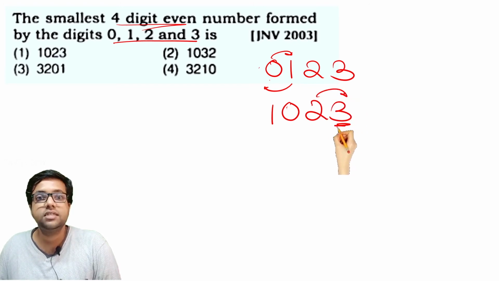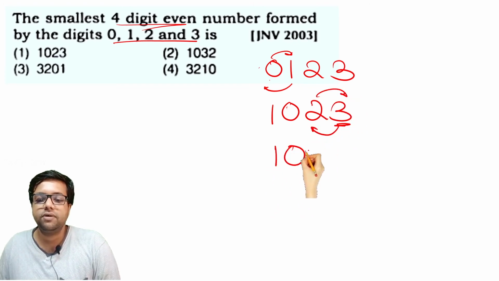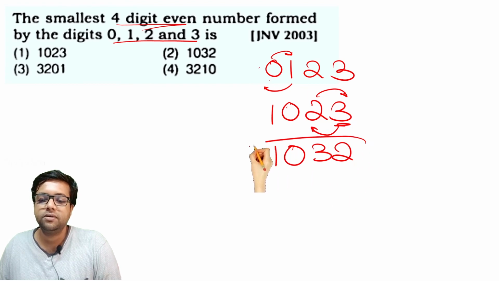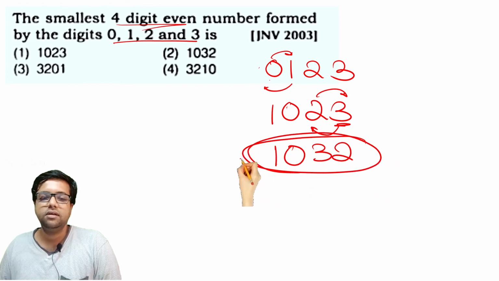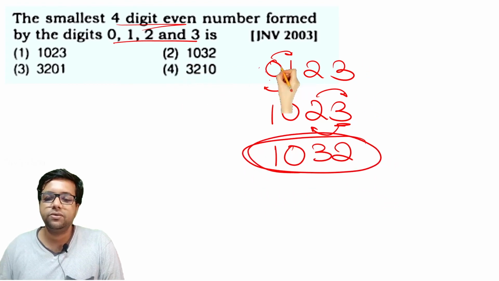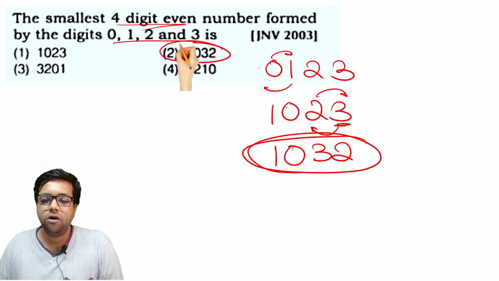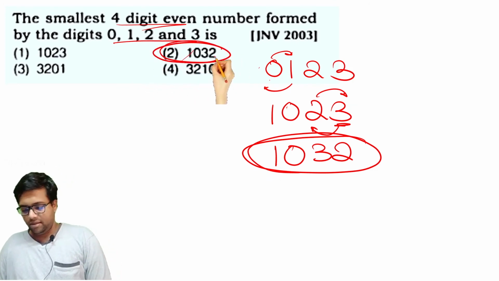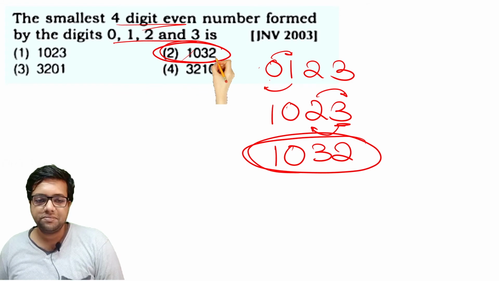Exchange these values again, so what will you get? 1 0 3 2. This is the smallest 4-digit even number. You can get 1032. Option number 2 is the right answer for this question.